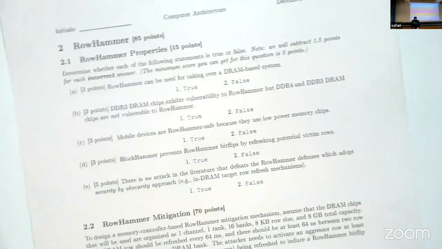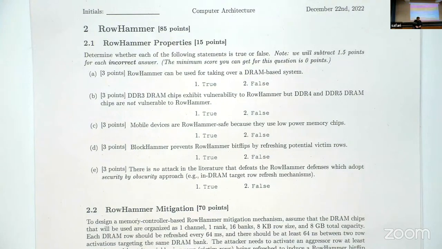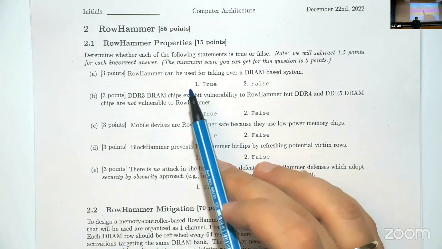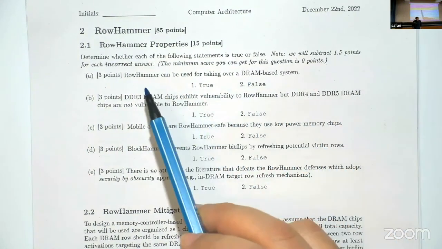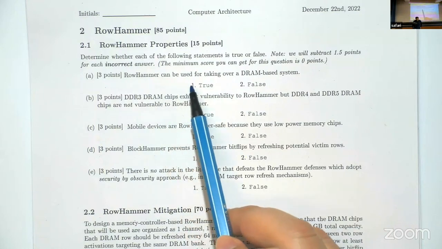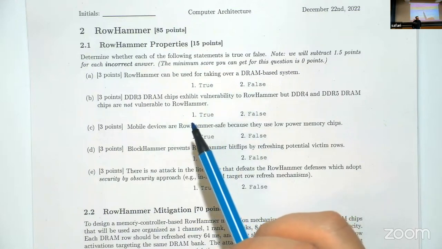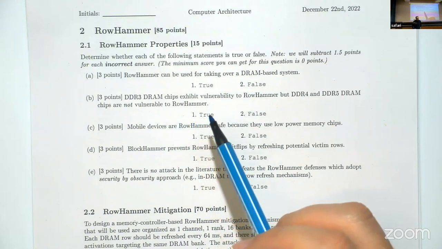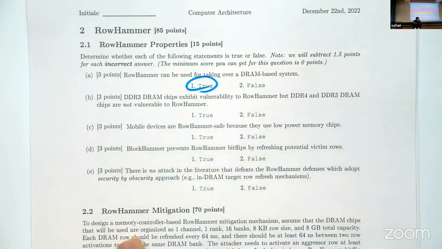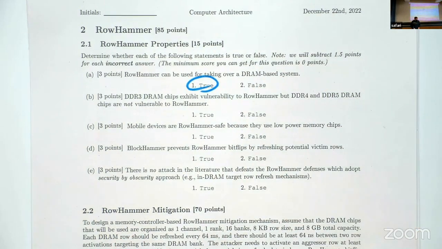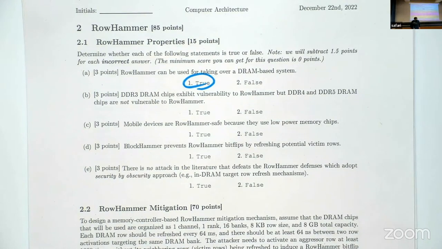Good. So this question starts with true and false questions. So let's go through them together. We need to choose true or false for each of them, obviously. The first one says RowHammer can be used for taking over a DRAM-based system. Is it true or false? What do you think? True? Yeah? Okay, yeah, that's true. It's shown many times. The second one says DDR3 DRAM chips exhibit vulnerability to RowHammer, but DDR4 and DDR5 DRAM chips are not vulnerable to RowHammer. What do you think? True or false?